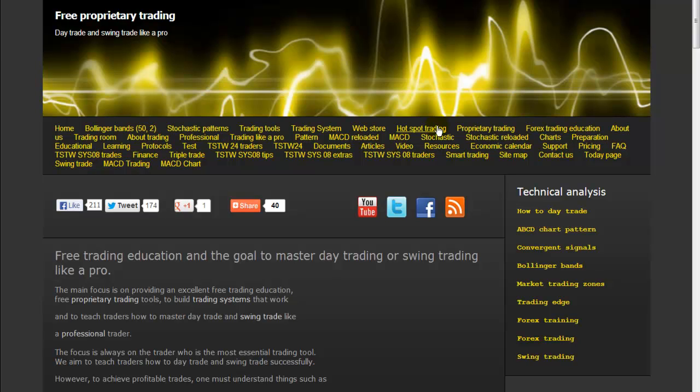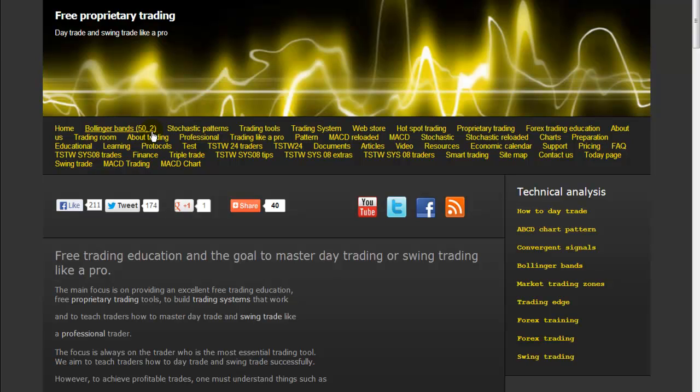The next page that I want traders to pay attention to, there's another one here, is the Bollinger Band 52. I explained to traders why the TSTW 24 traders do not use the RSI indicator. So this page here, Bollinger Band 50 volatility 2. All right.